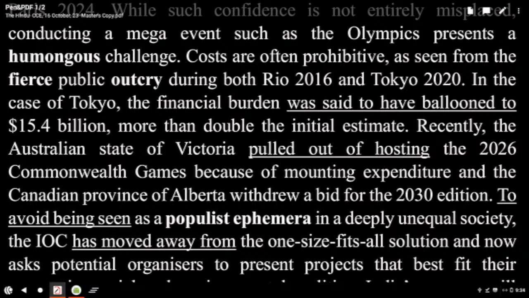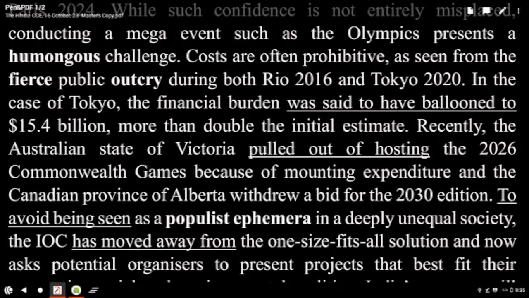Costs are often prohibitive, as seen from the fierce public outcry during both Rio 2016 and Tokyo 2020. Too expensive. Rio they could not handle because of the expenses. 2020 Tokyo, what happened? COVID problem was there. Initially they thought 100 crores as an example. Because of the COVID they had to postpone. Then it got doubled. A country cannot bear expenses when the total amount gets doubled. That was the problem with Tokyo Olympics.